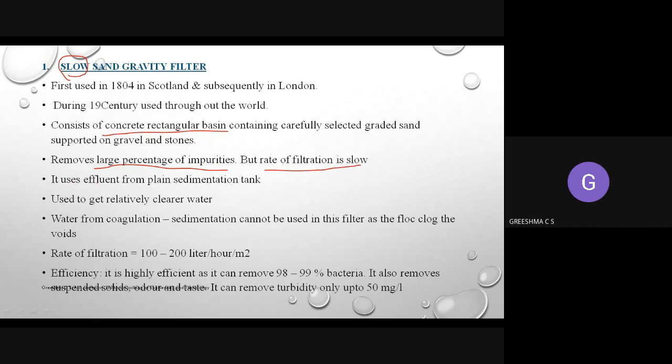Okay, it uses the effluent from the sedimentation tank. That is, water will be coming to the slow sand filter after sedimentation.